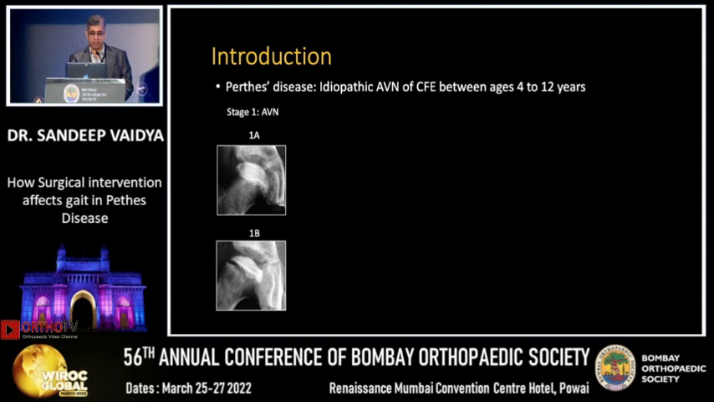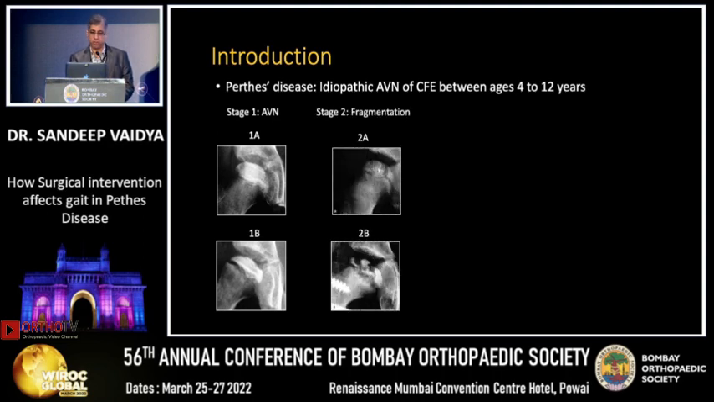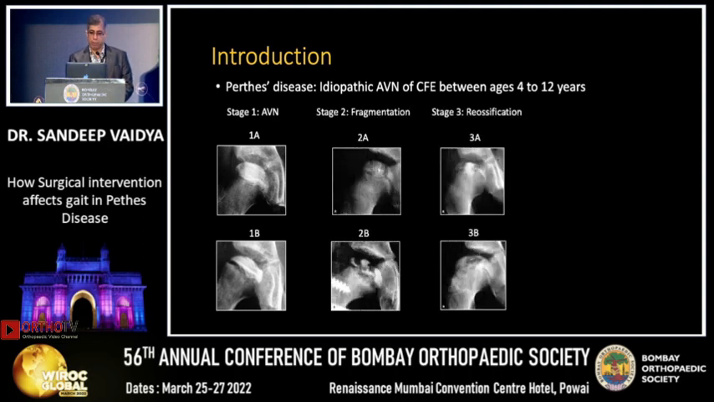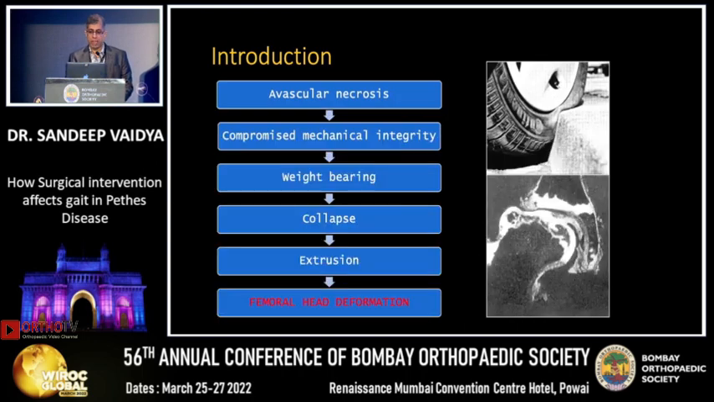The disease passes through the stage of avascular necrosis, followed by fragmentation, followed by reossification, and finally the healed stage. Though all cases of Perthes disease heal, the problem is that in the early stages, the femoral head loses its mechanical integrity, during which it is vulnerable to deformation and collapse, which leads to extrusion. And if the hip is allowed to heal in this extruded state, it will be aspherical at healing.